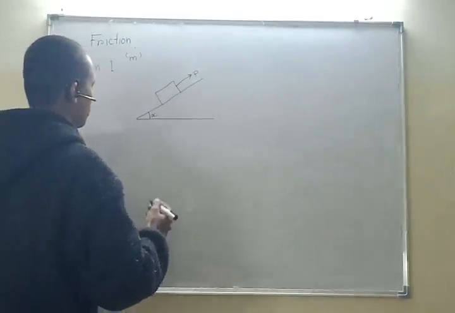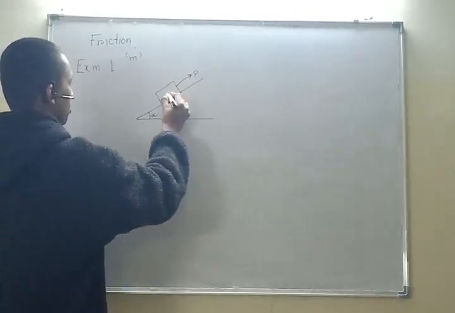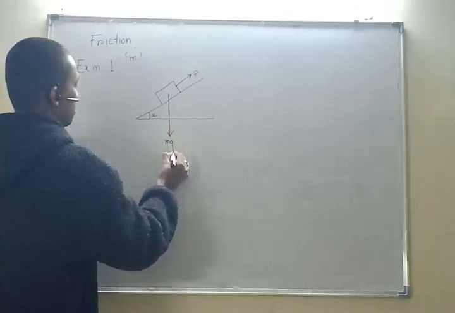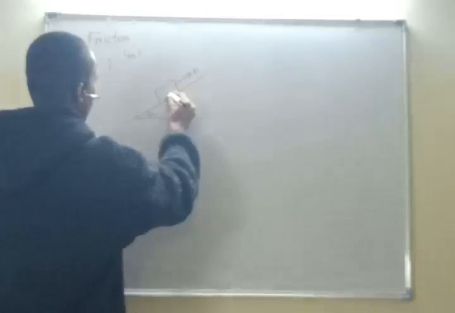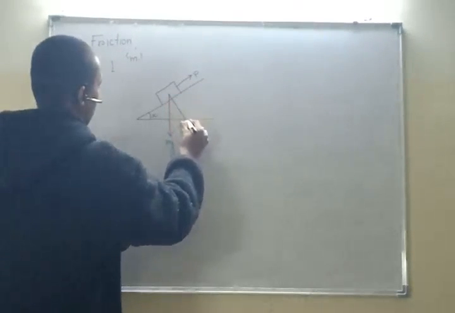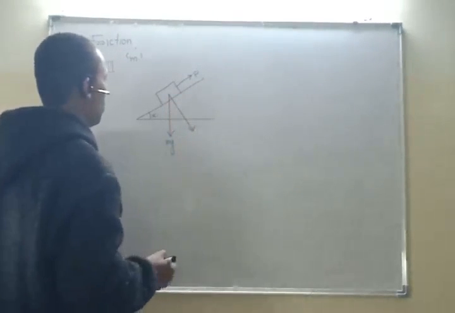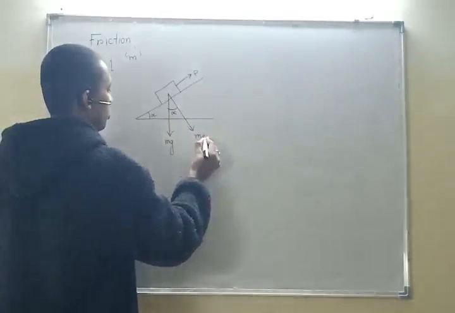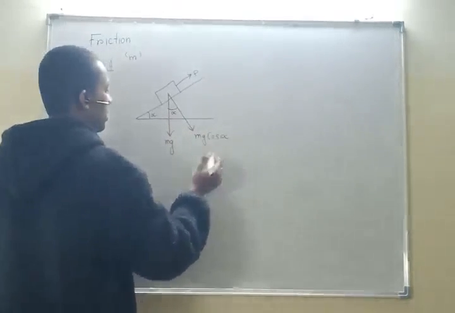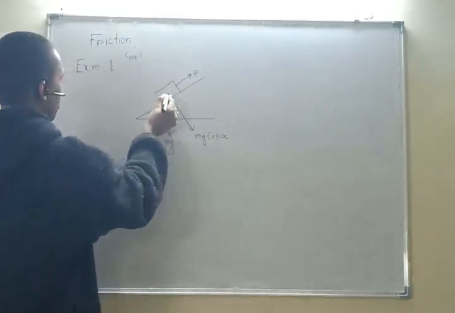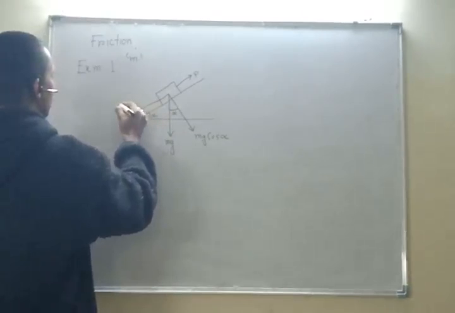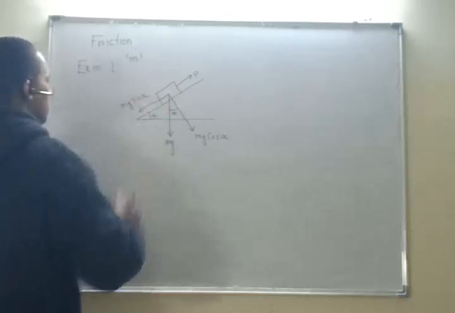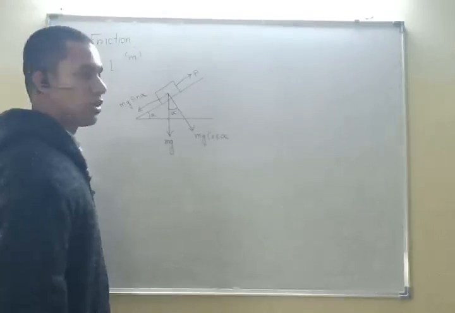So see, first of all, its own weight will be acting like this, mg. After that, a component of this mg will be acting like this, with this alpha: mg cos alpha will be acting like this. Another component will be acting like this, mg sin alpha. Okay, so this is the case.